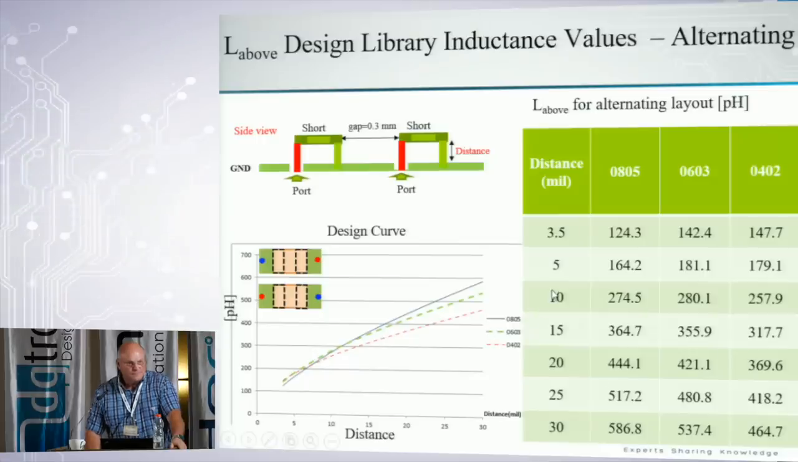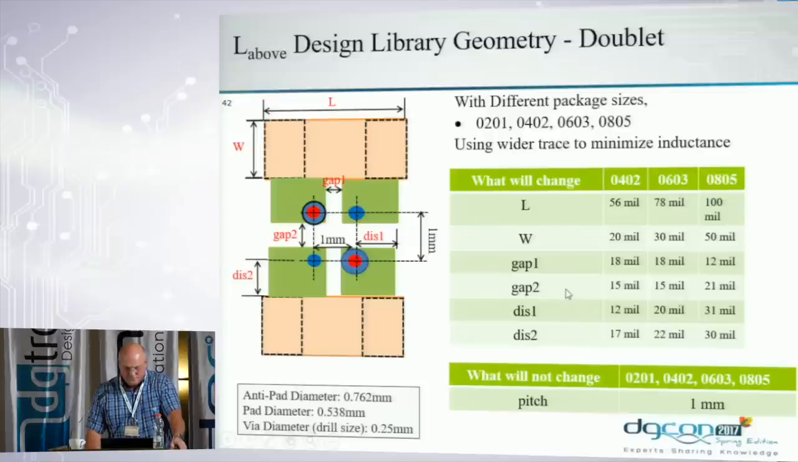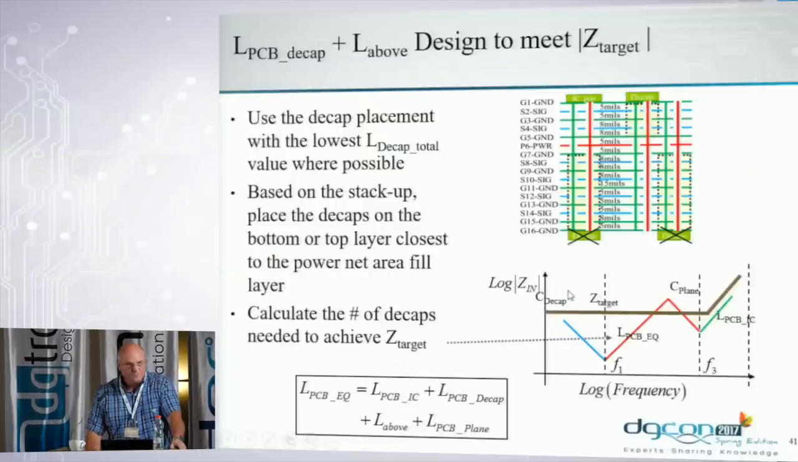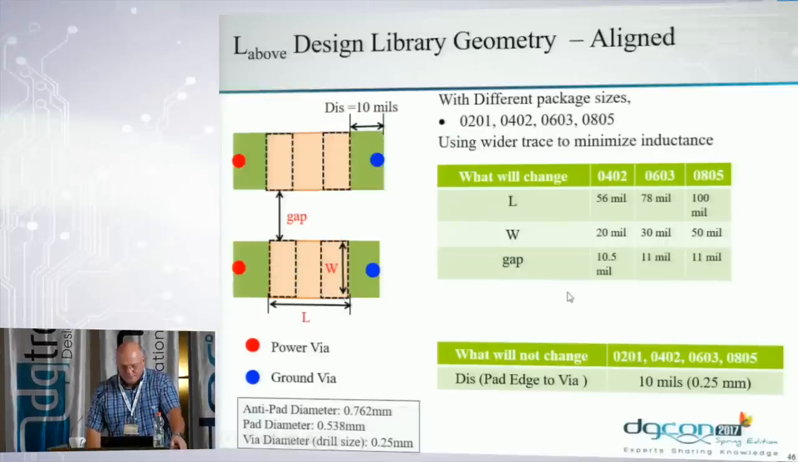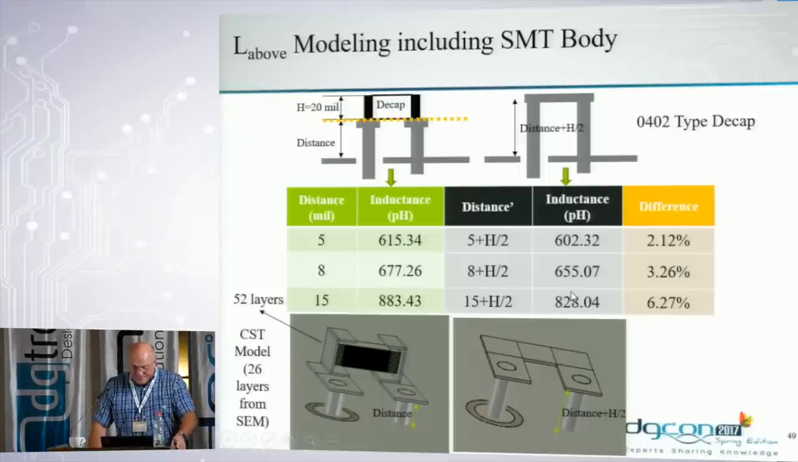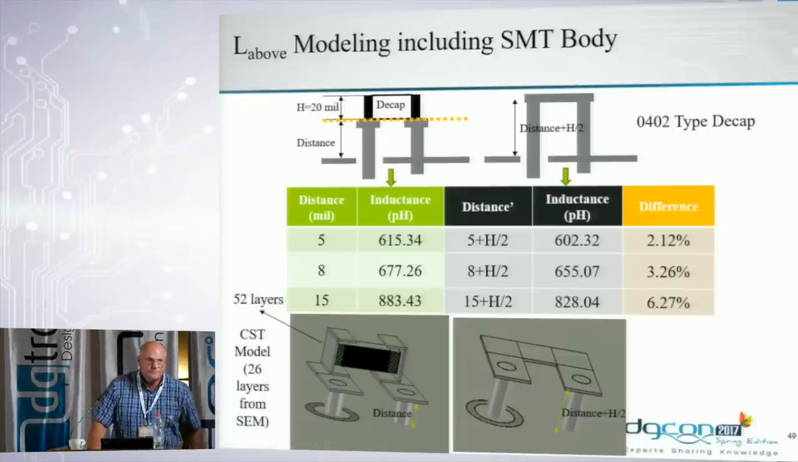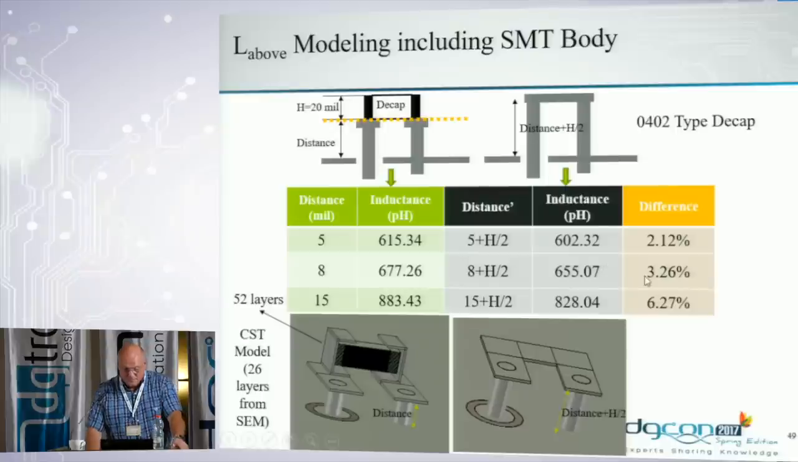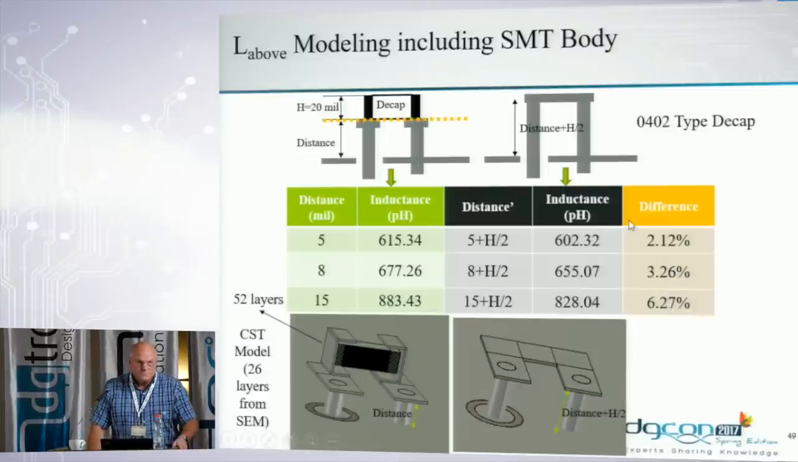Yes, go ahead. Would you go two slides forward? The part where we compare the CST model to... It's slide 49. Right, this one. I find it very strange that as the board thickness goes up and the distance from the capacitor to the nearest plane goes up, the error of the approximation goes up as well. I would think that the thicker the board, the less impact the ESL of the capacitor would be on the overall inductance. And here it seems that for thicker boards, the capacitor is more dominant.